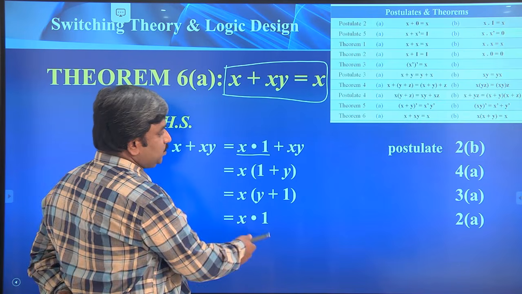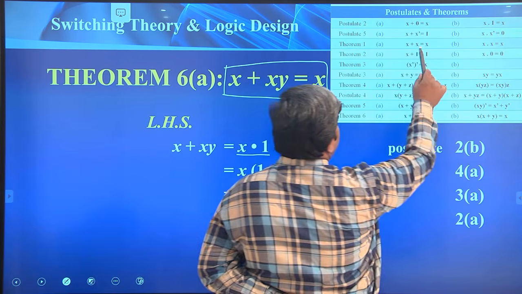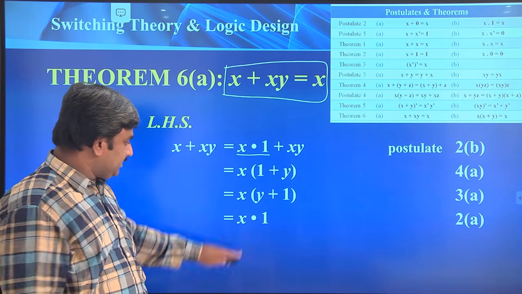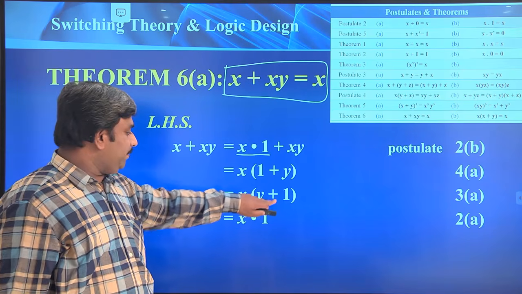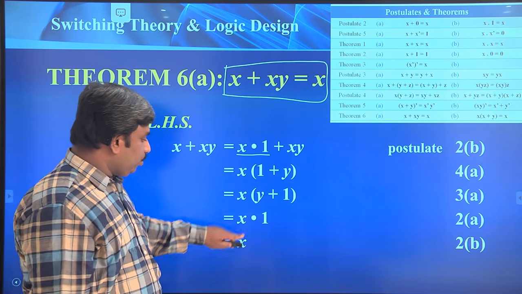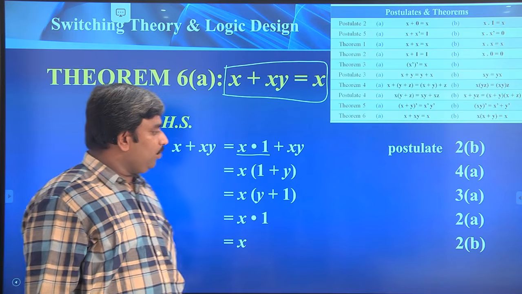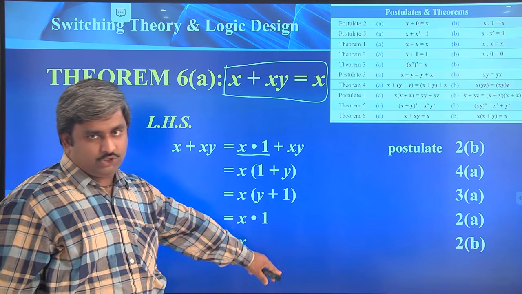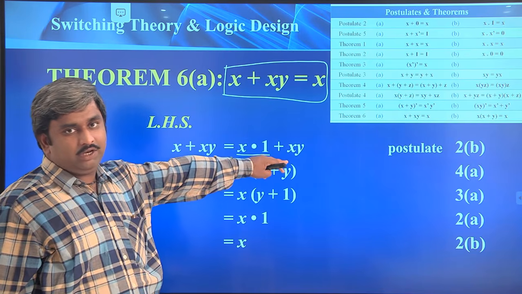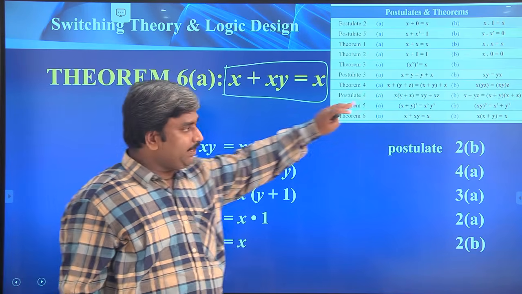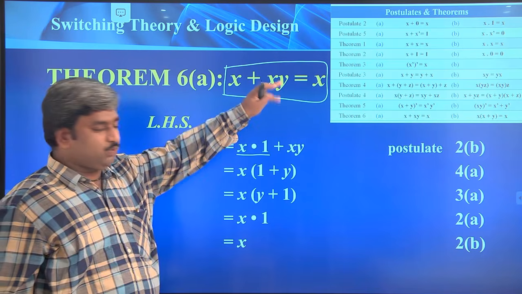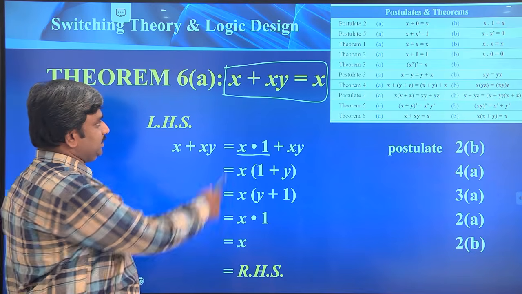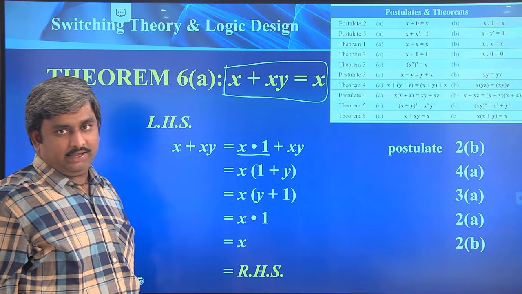Next, y plus 1. So see here, from theorem 2a, x plus 1 is equal to 1. That is, we are writing here y plus 1 is equal to 1. X into 1 is equal to x, from postulate 2b. We have used almost all the postulates. We have not taken any theorem's help. We have taken all the postulates' help and we have proved that x plus xy is equal to x. That is equal to RHS. So LHS is equal to RHS.